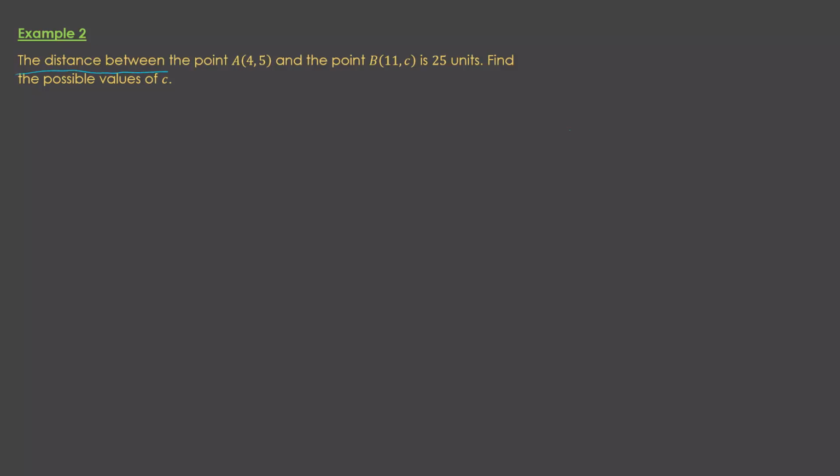The distance between the point A, which is at (4, 5), and the point B, (11, C), is 25 units. Find the possible values of C. So why do we have possible values of C? If we think about A being here at (4, 5), then we have two possible positions for B.